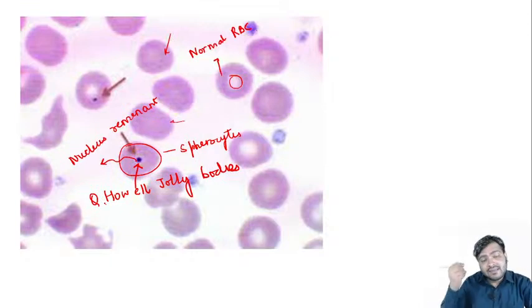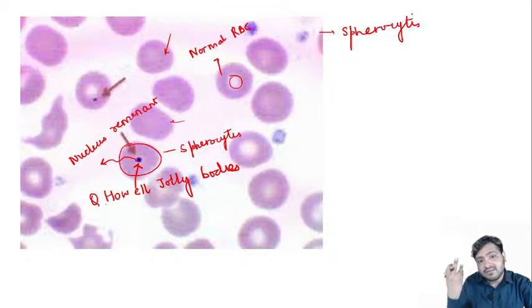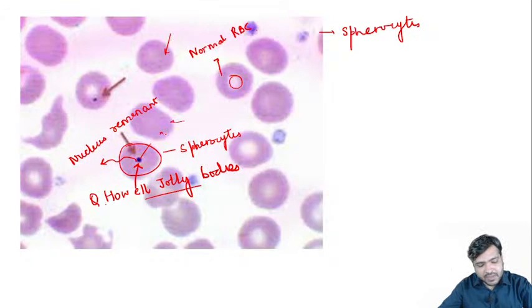Yes guys, and that's why this particular structure is also a spherocyte, and these spherocytes are special. They contain the Howell Jolly bodies, basically a nuclear remnant denoted by a blue dot over here. It is the Howell Jolly body, guys.